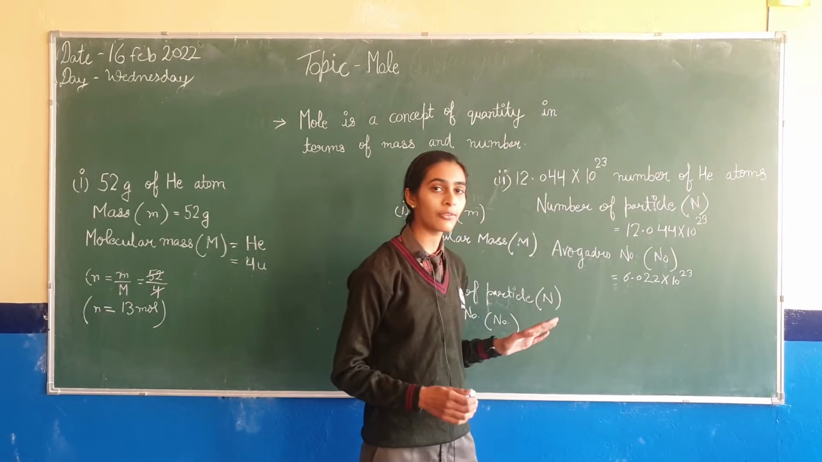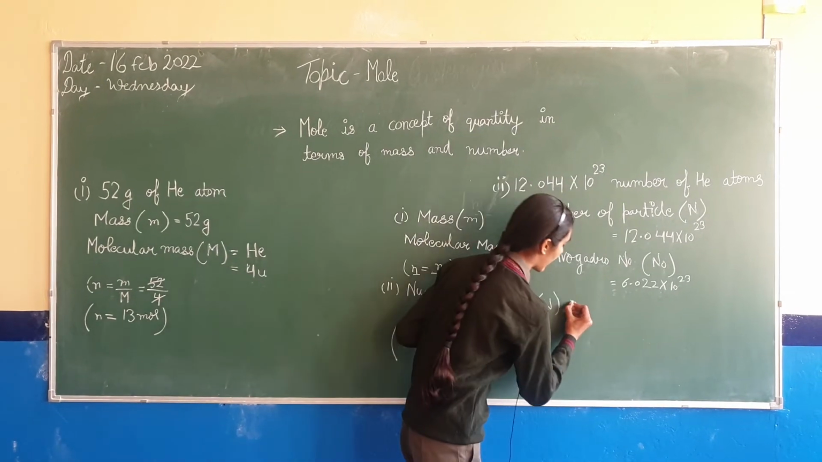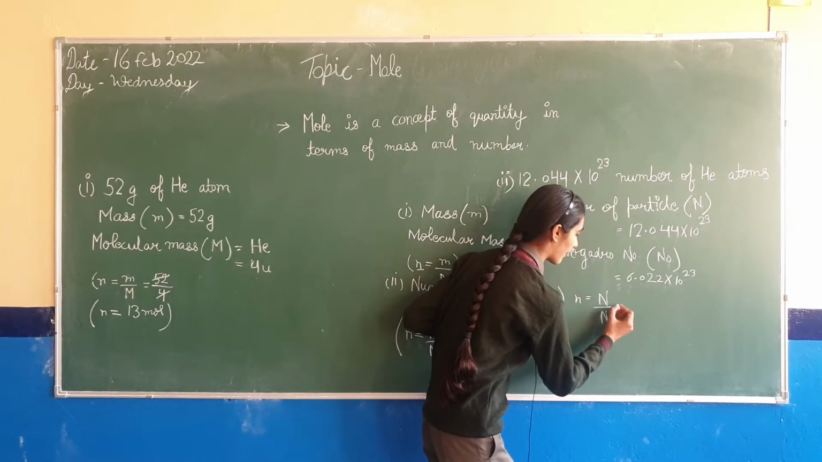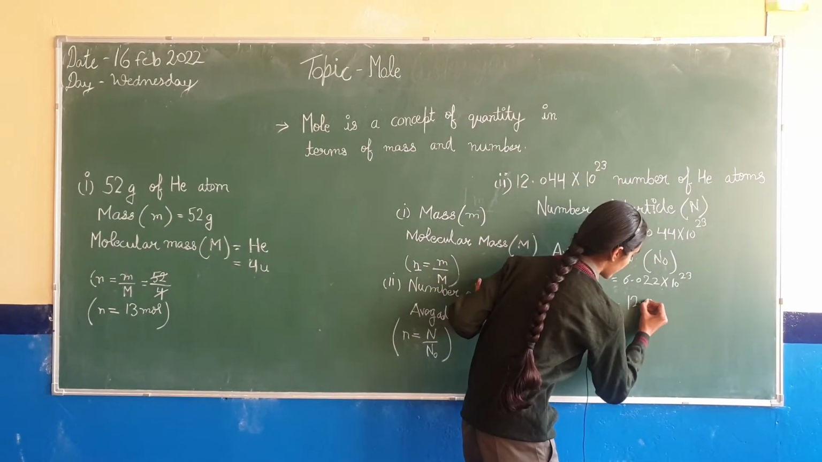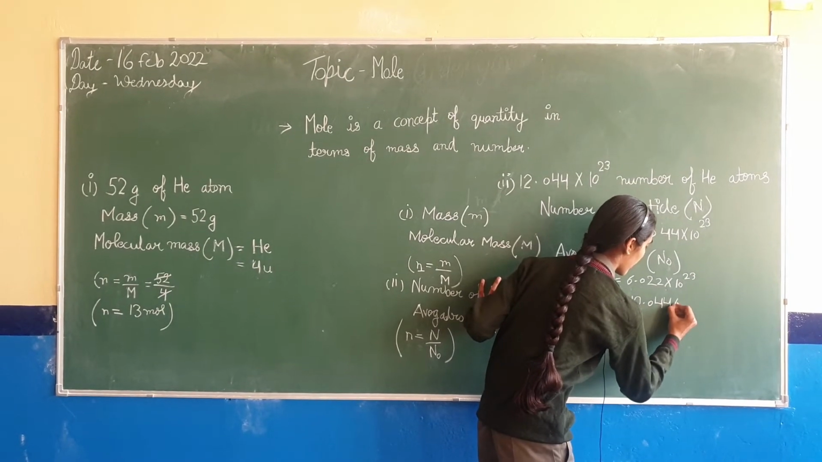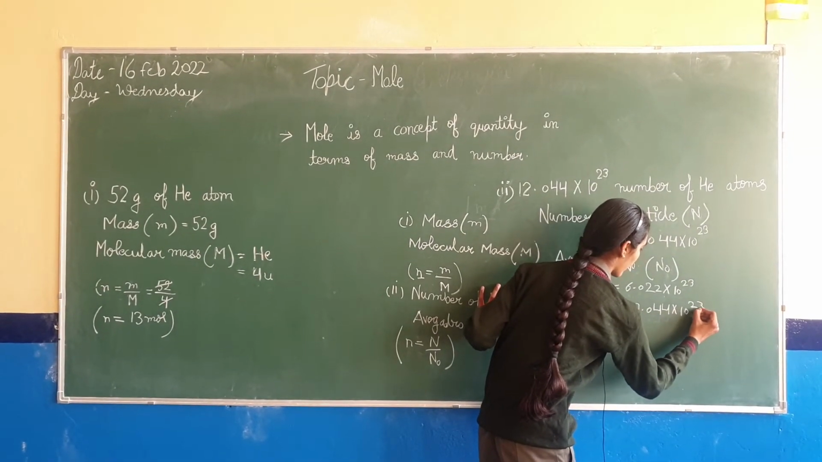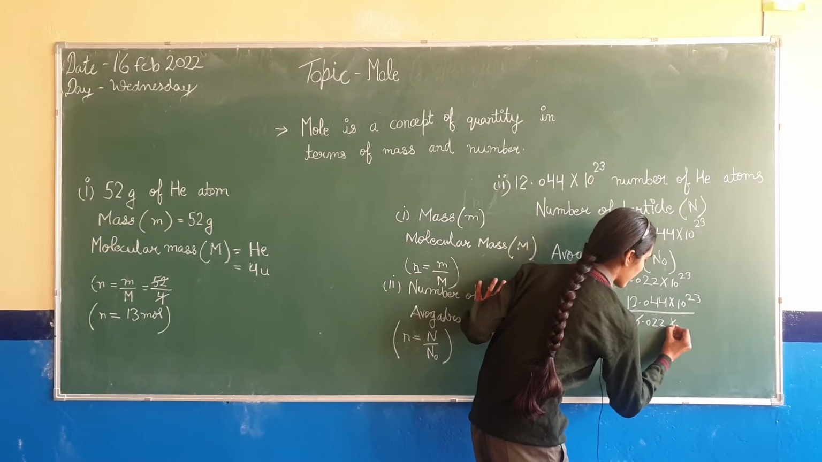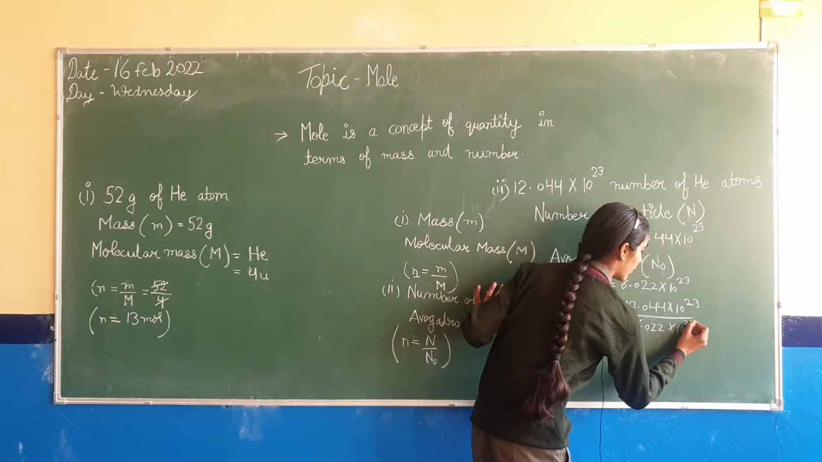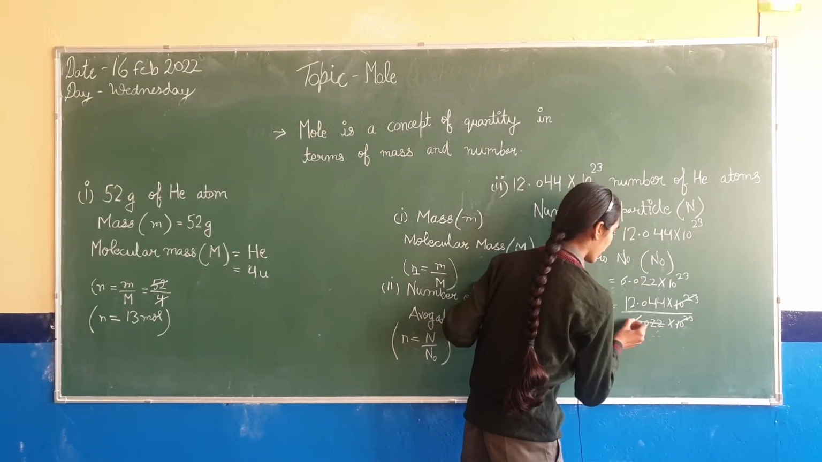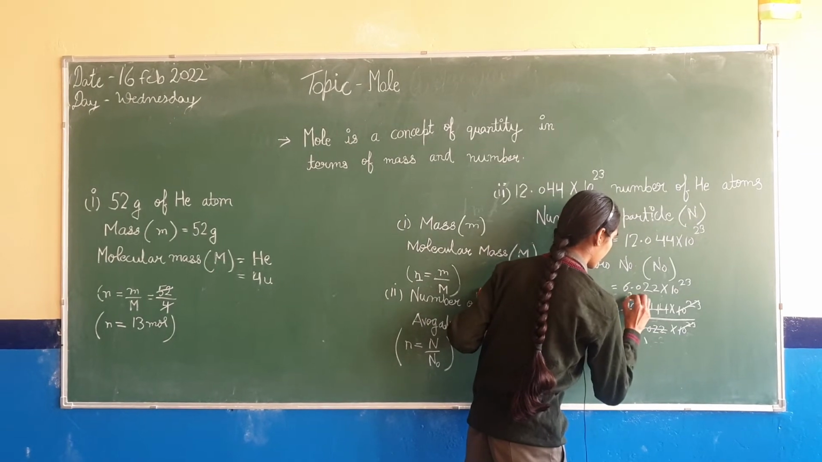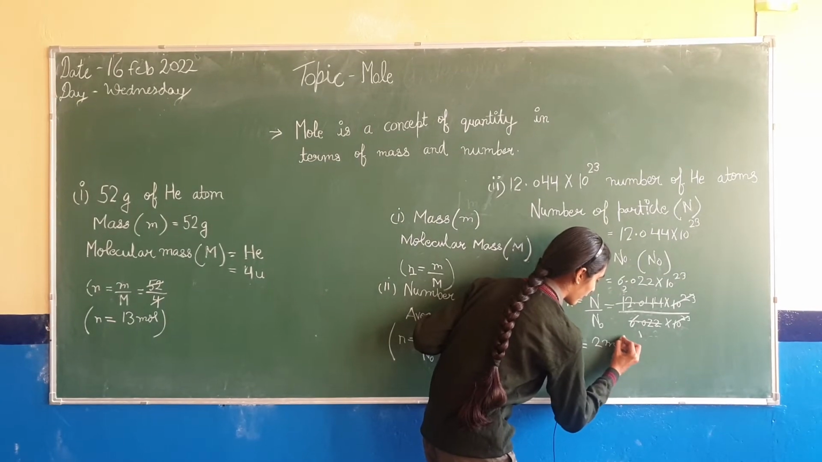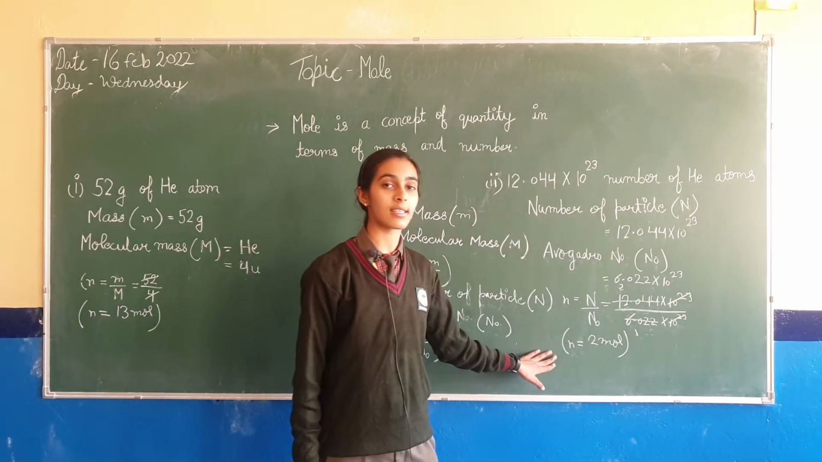Let's apply our second formula here to find number of mole, that is N is equals to number of particles divided by Avogadro number. Number of particle is 12.044 into 10 raised to power 23 and Avogadro number is 6.022 into 10 raised to power 23. Let's calculate this. After calculating this, we get our number of mole, 2 mole.